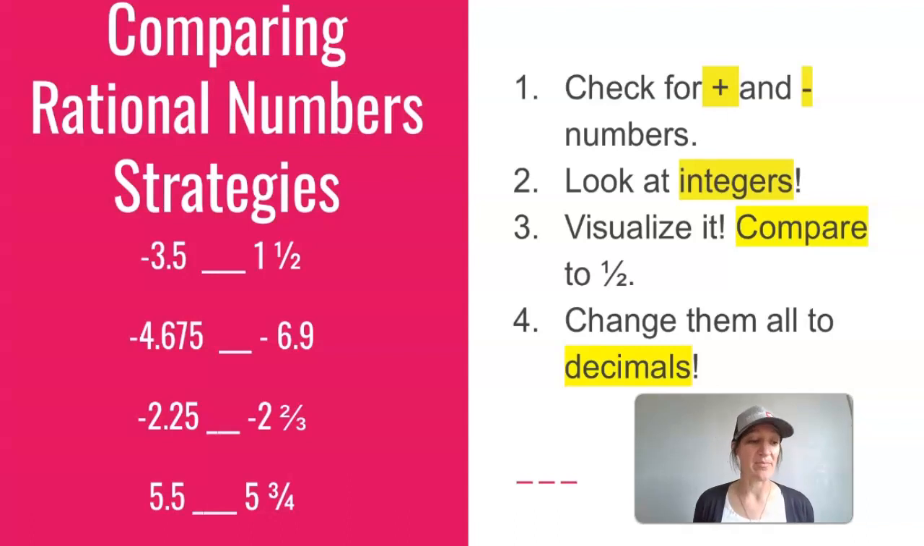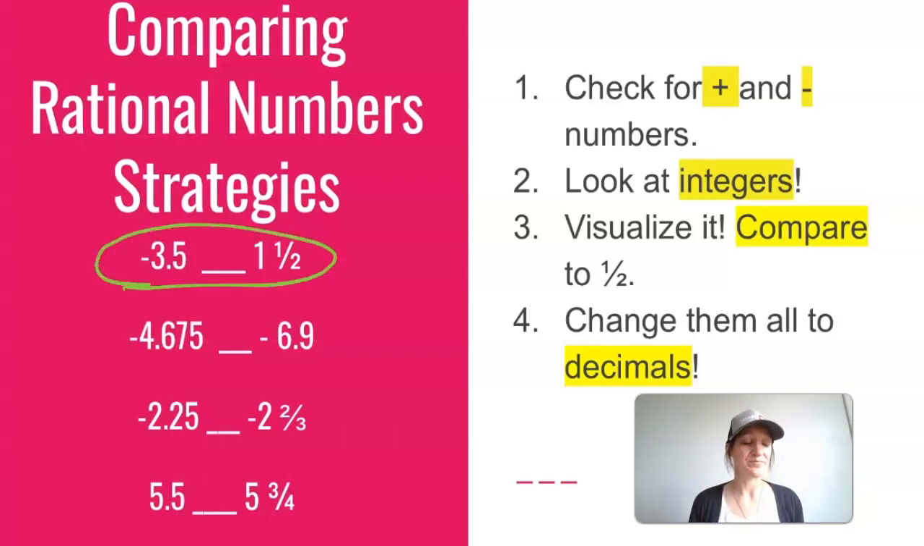My very first tip: if we are comparing two numbers, and one is positive and one is negative, boom, you already know your answer, right? The negatives are always going to be less than the positives. So this first example right here, this is in your notes, by the way, I have negative 3.5 being compared to 1.5. Well, of course, the negative 3.5 is less than the positive 1.5.